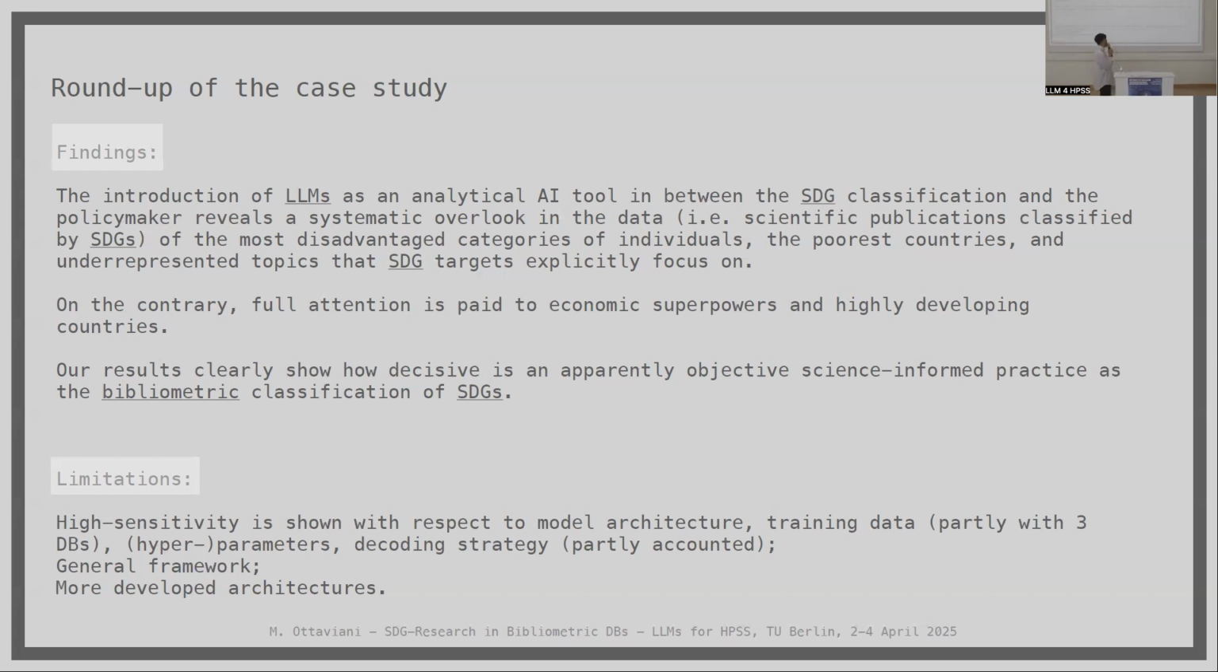Then model architecture can change or not, and then there are also calibration parameters and decoding strategies. To some extent we can consider that training data and decoding strategy have been accounted for. Training data, considering that there were 3 different databases, and for the decoding strategy, we used 3 different decoding strategies from the literature. And yeah, I'm done. Okay.